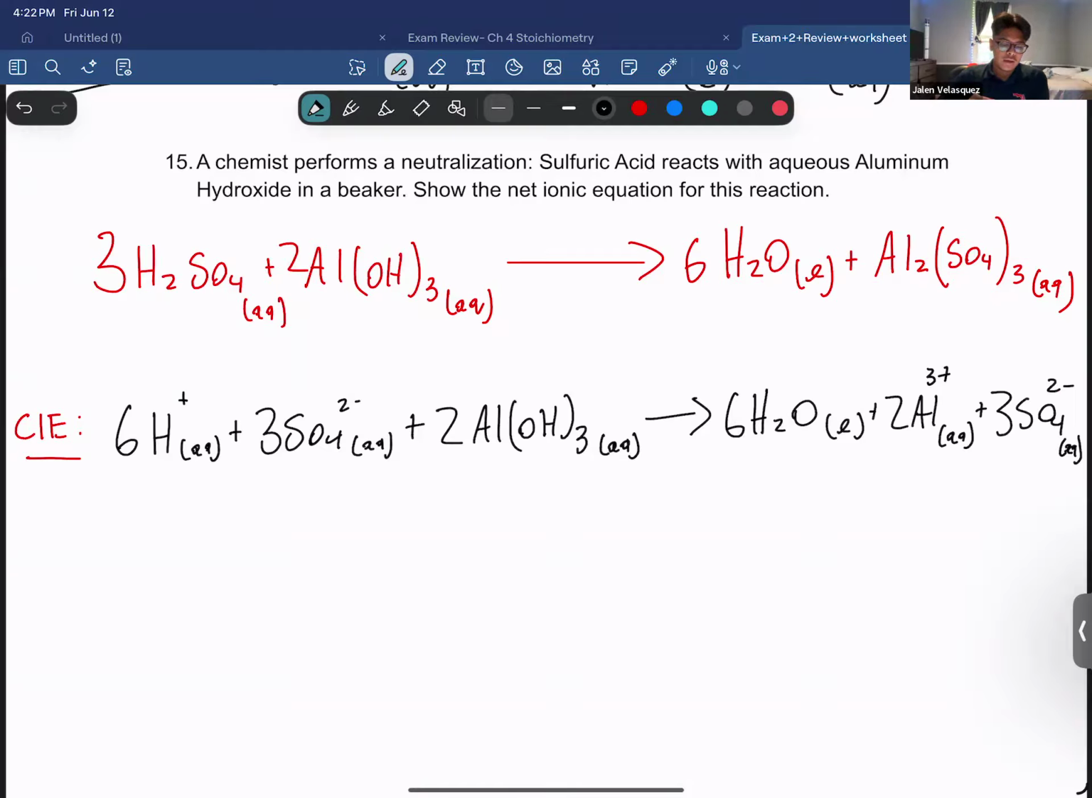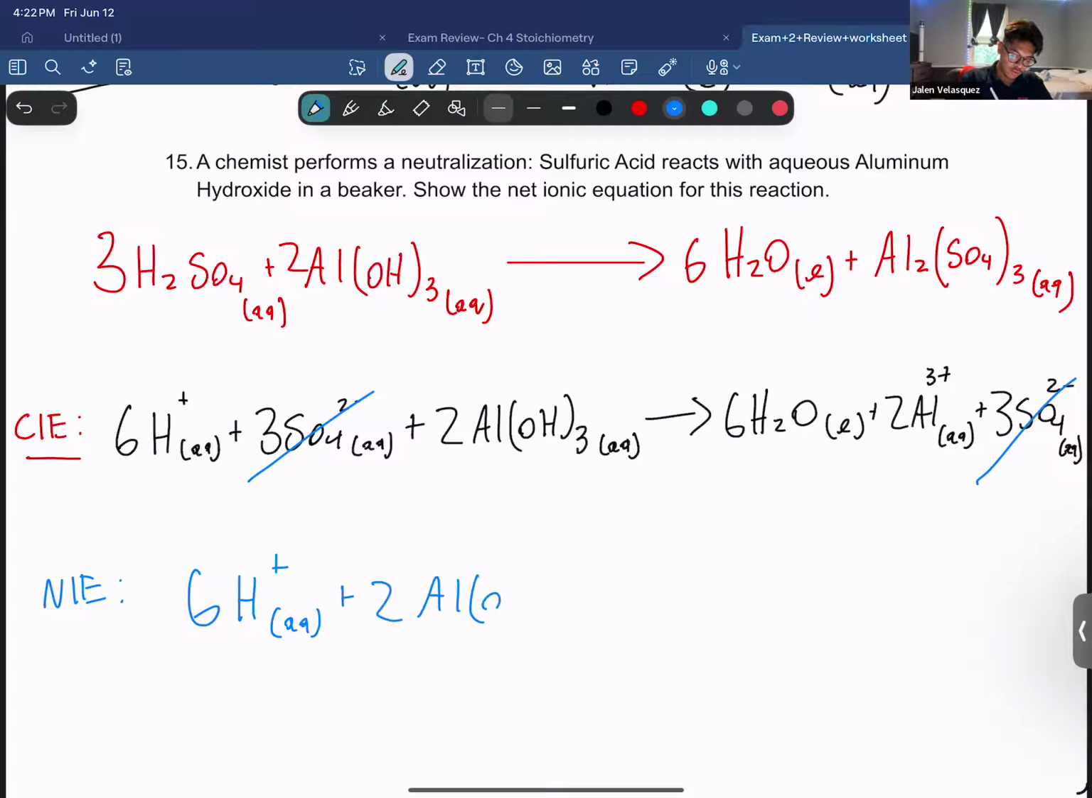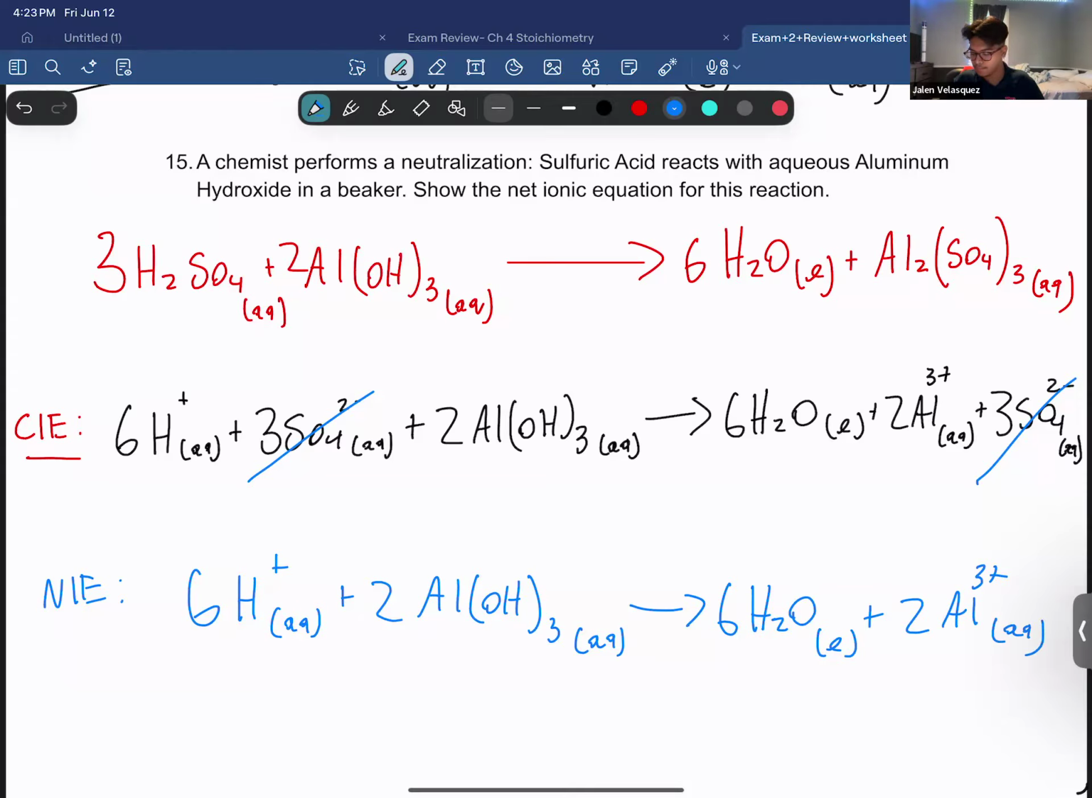All right. Now from here, we'll cancel our spectators. So sulfate is canceled off. And then we are left with 6H plus 2 aluminum hydroxide, and that yields you 6 waters and 2 aluminum ion, so Al3 plus. And that's your final answer.